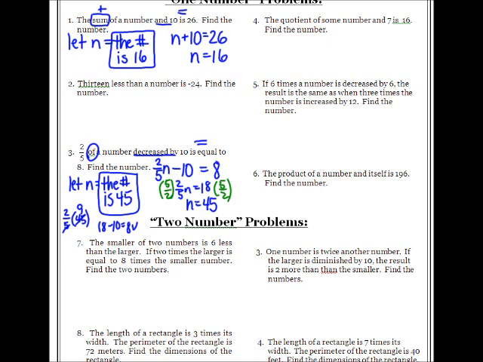The product of a number and itself is 196. Find the number. So I still let n equal the number. Don't worry about it yet. I start my problem. Okay? Well, now I have the product of the number and itself is 196. So that n times n, remember, is n squared. How do we solve that doozy? Well, we use inverse operations, just like we have in the past.